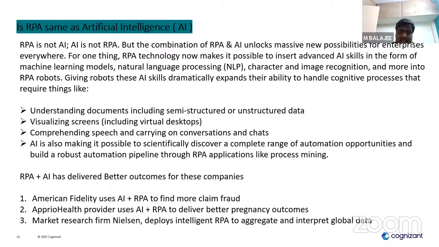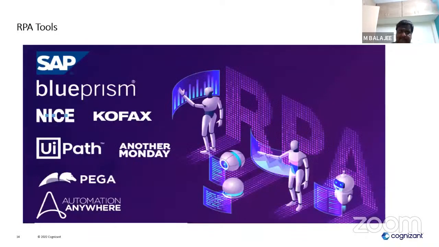For example, American Fidelity uses AI and RPA to identify fraud claims, and Aprio Healthcare to deliver better pregnancy outcomes. And in market research, Nielsen deploys intelligent RPA to aggregate and interpret global data. Interpreting the global data can be done only with the help of AI. RPA alone cannot do that.